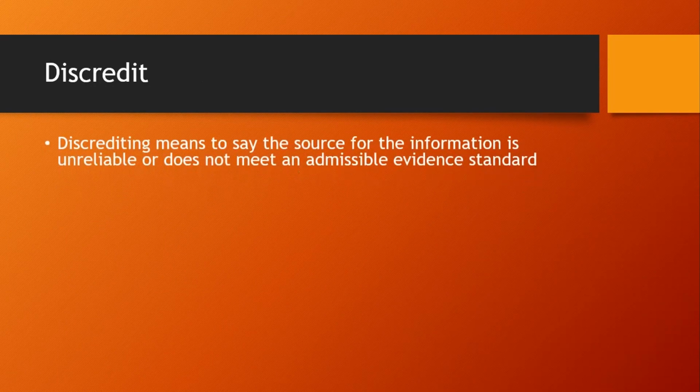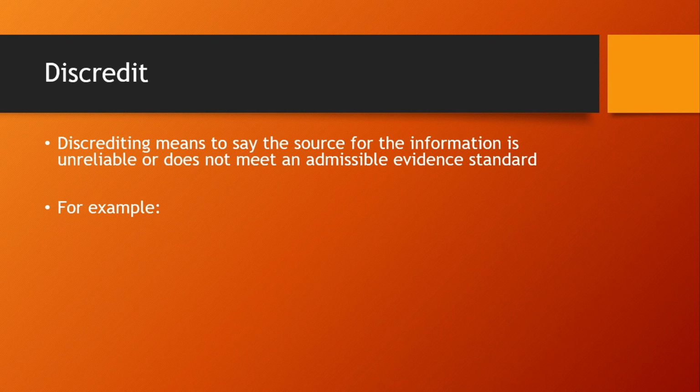All right, the next one would be discredit. So discredit says that the source for the information that your opponent uses is unreliable or does not meet an admissible evidence standard. The reason why this is more complex than just exposing fallacy is because you need to explain why their source or evidence is not credible or should not be used.